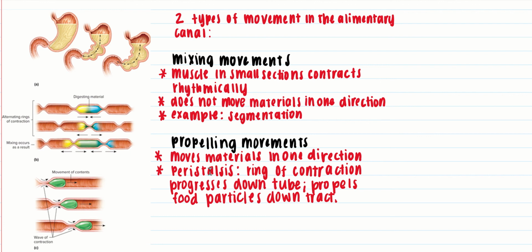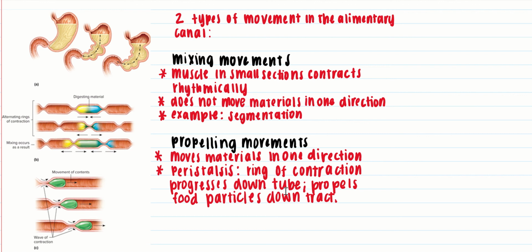Now, if you look to the photo on your left, it shows you if you had a full stomach. And section A shows mixing movements and segmentation. As you can see, you have your digesting material and it's moving left and right. So you can see that one side is yellow and the other side is blue. And it's moving back and forth. And eventually, when mixing occurs, it'll turn green.